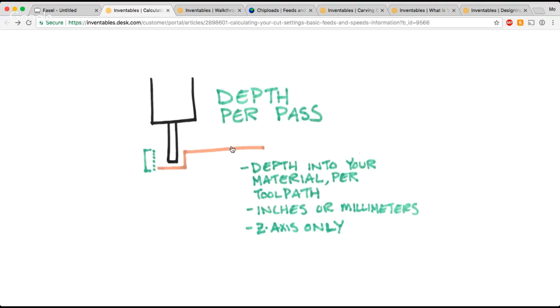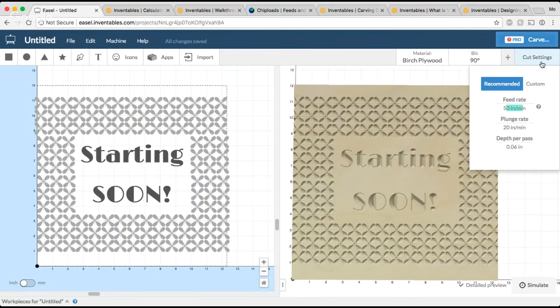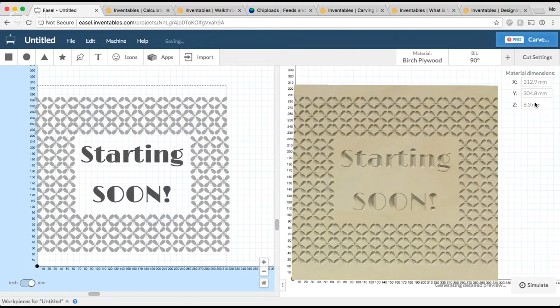It's a set variable in Easel. So whatever your depth per pass is at the start of your project is also going to be the depth per pass throughout your entire project. Some programs do have varying depth per pass, but for Easel, it is a stagnant measurement. And it is also measured here in inches or millimeters. So if I go back to my cut settings in Easel, you can see that my depth per pass here is set to 0.06 inches. If I was in millimeters, then my depth per pass would be in millimeters.